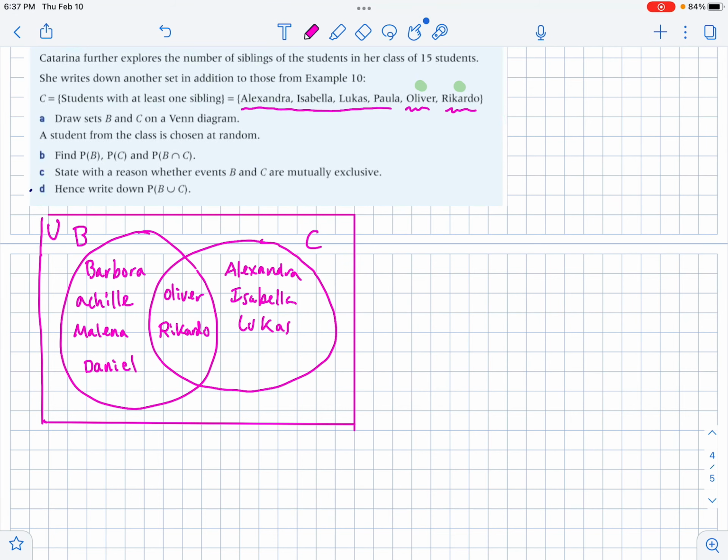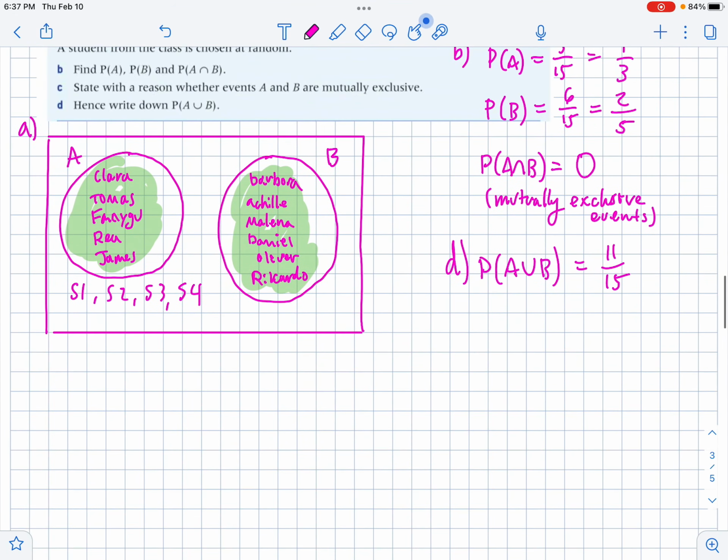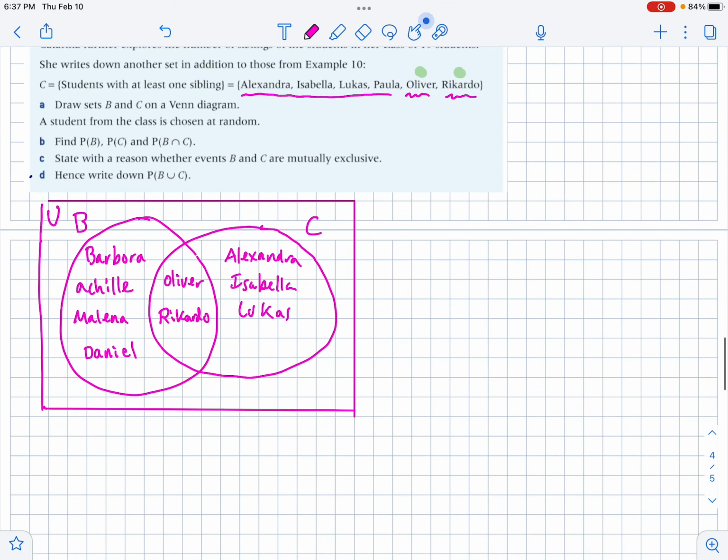Oh, yeah. So then the people that aren't included in this would be all of these people right here. So set A basically needs to go outside of this, which means outside we'll put Clara, Fengyu, Tomas, Rhea, and James. Okay, so there's the Venn diagram.